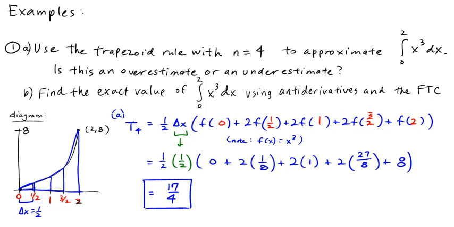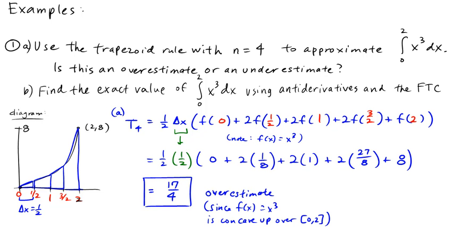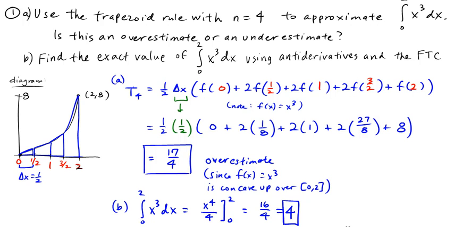This is an overestimate since the function f of x equals x cubed is concave up over the interval from 0 to 2. So the trapezoid areas are going to be a little bit more than the actual area under the curve. And when we do part B using antiderivatives, we will see that we'll get something a little bit smaller than our estimate here. So the actual area under the curve using antiderivatives produces an answer of 4.